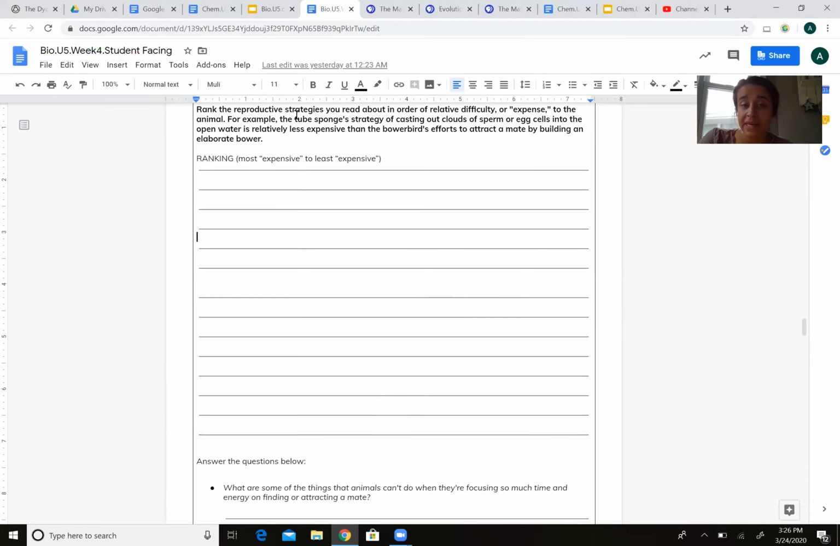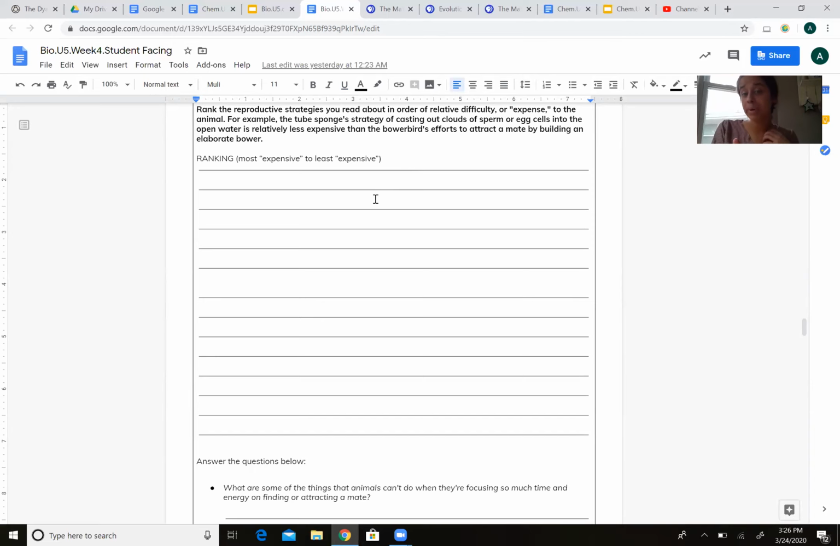So for example, we have an example here. The tube sponge's strategy of casting out clouds of sperm or eggs into the open water is relatively less expensive than the bowerbird's efforts to attract a mate by building an elaborate bower. So this is thinking about, for example, a tube sponge, it just releases its sperm or eggs into water. That's not very expensive. You don't spend a lot of time doing that. You just kind of do it and hope for the best.